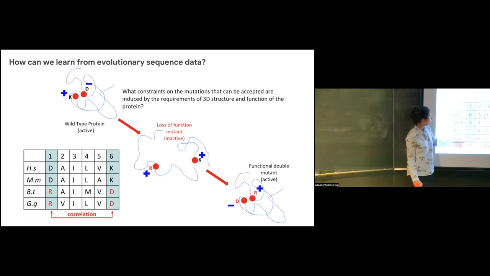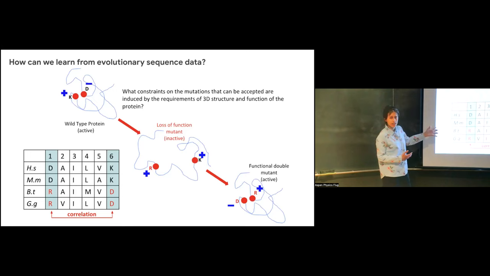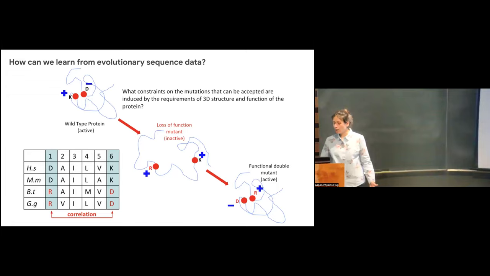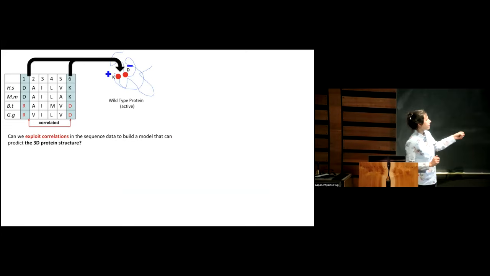And of course, looking at correlations is much, much easier in data than looking at where amino acids are in protein structure. So what we'd like to be able to do is look for the correlations and make hypotheses that these two positions, because they have this correlation, are close in the 3D structure. That's a hypothesis that's been around for a really long time, and we want to, exactly as it says, exploit this correlation to make inferences about structure.